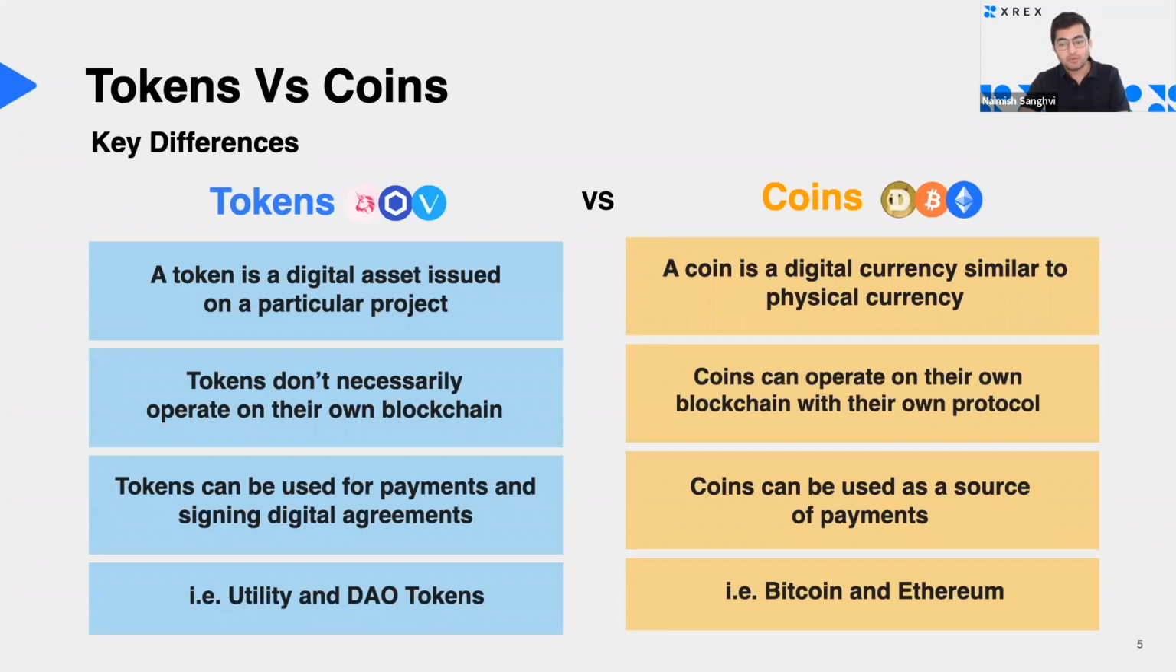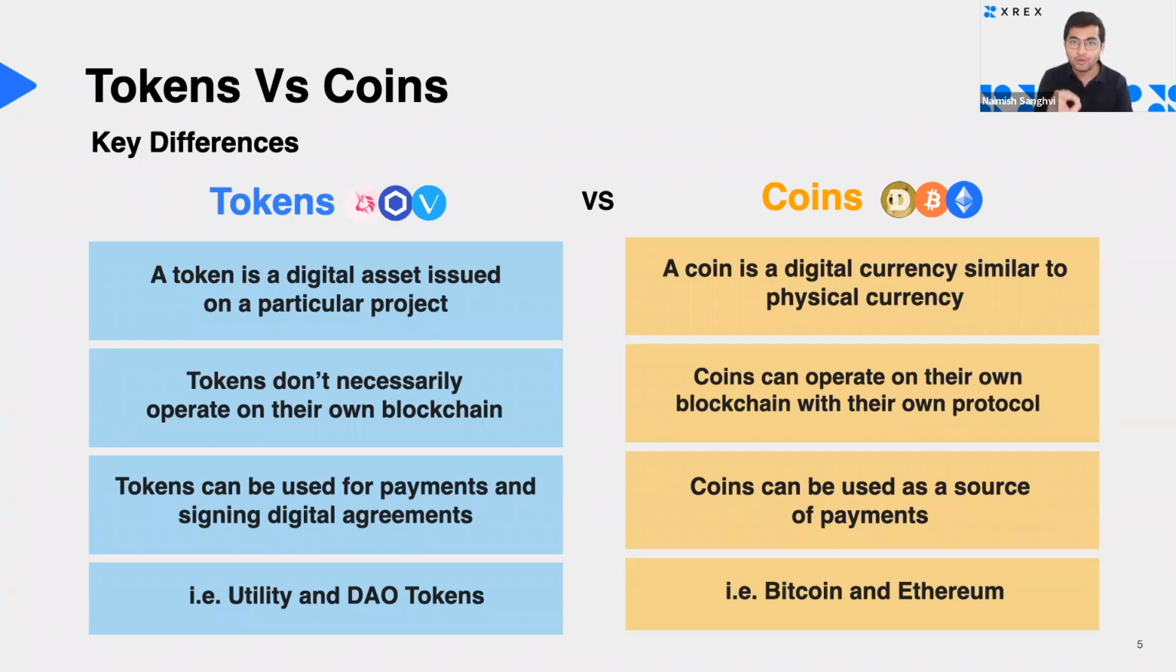Coins can operate on their own blockchain with their own protocol. The third point is tokens can be used for payments and signing digital agreements. As I said before, tokens can be different kinds: exchange tokens, utility tokens. So when we say it's a utility token, that means it provides or fulfills a certain utility. So it can be used for various purposes, even signing digital agreements.